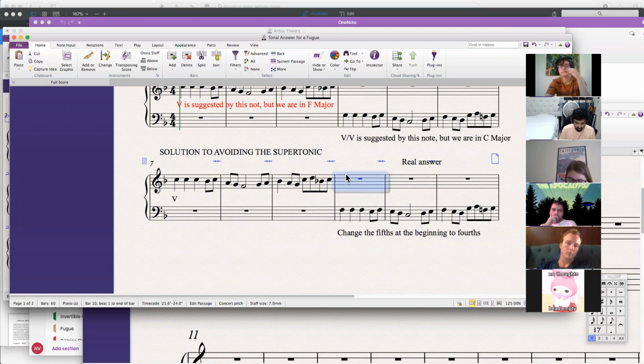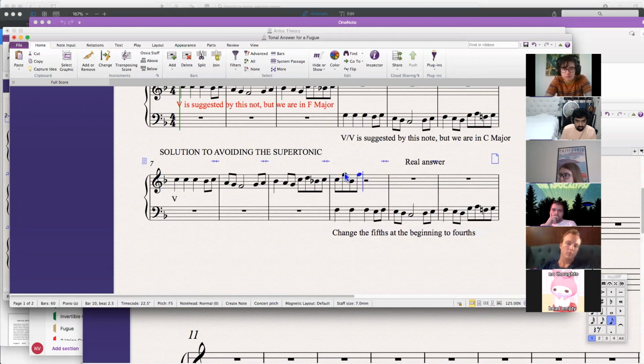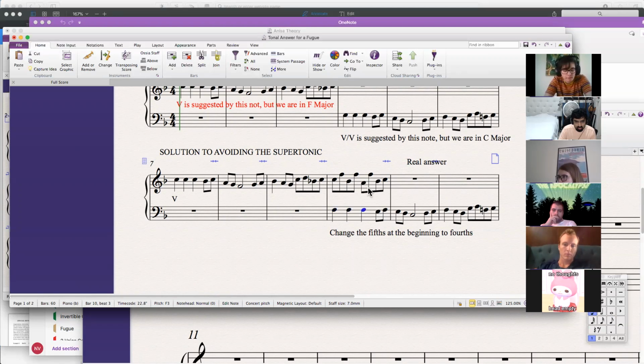So you can do something like that. See if this works. I have to think about all the intervals. That doesn't work because that's a melodic tritone, or that's a tritone, basically on a strong beat.